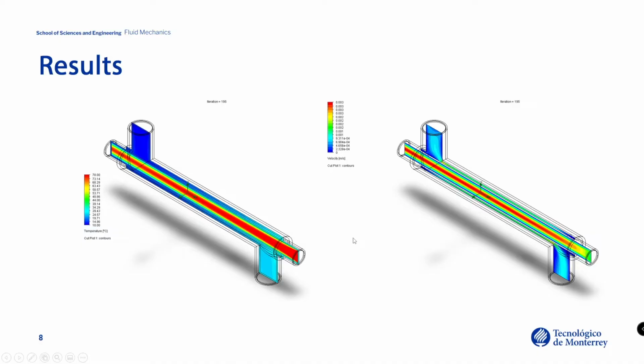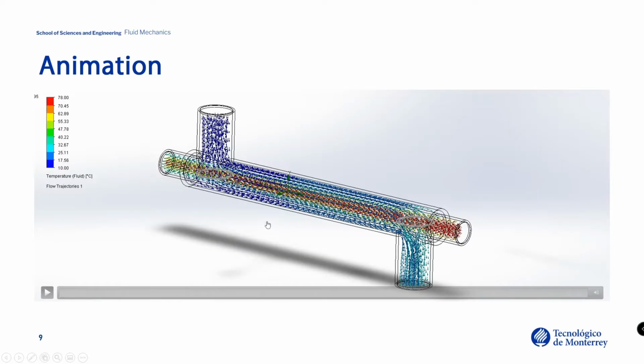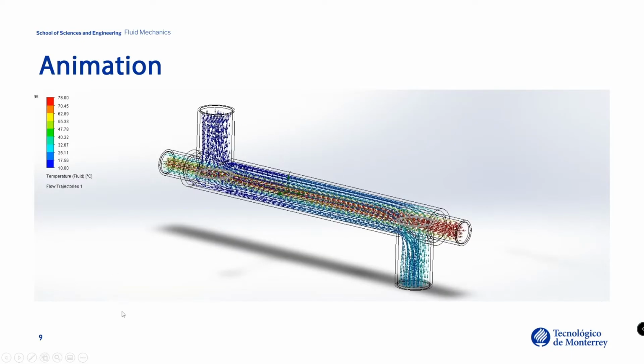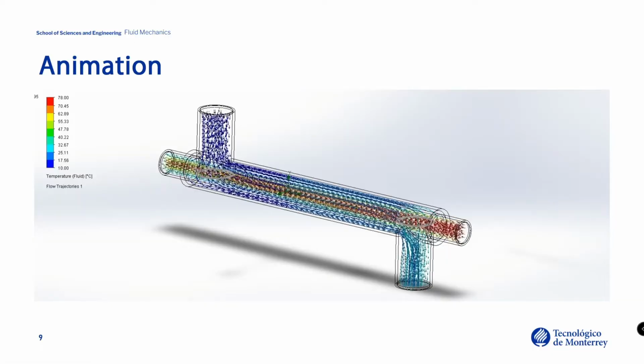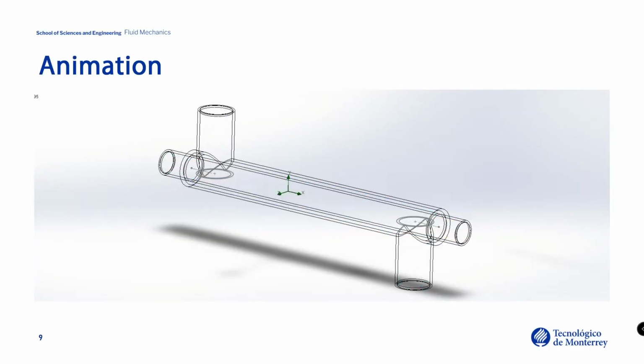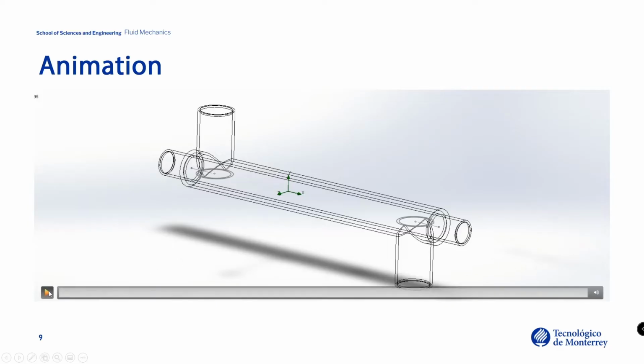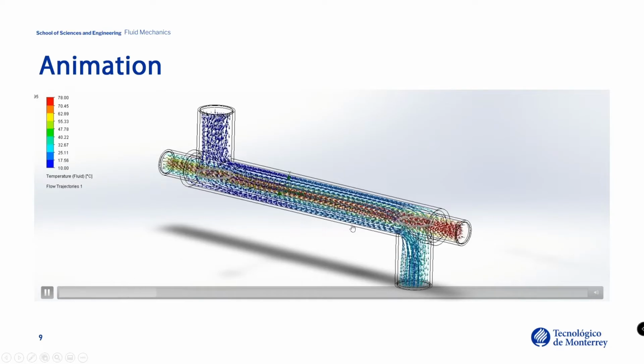After getting our results, we will generate some profiles like this one. In this case, we are showing the temperature in a cut plot and also the velocity profile. Finally, we will get an animation like this one. In this case, we are showing the flow trajectories, and what we are depicting here is the temperature, how the temperature changes within the tubes as a function of position.